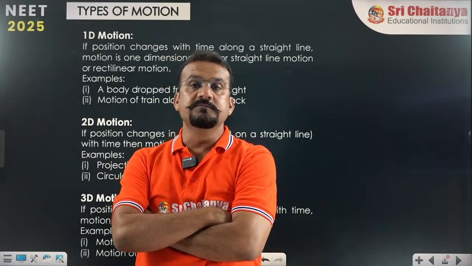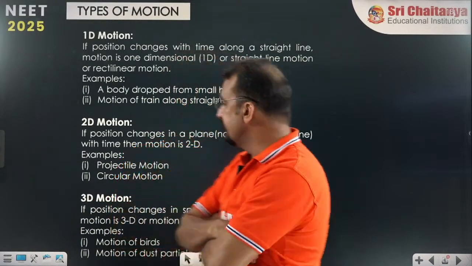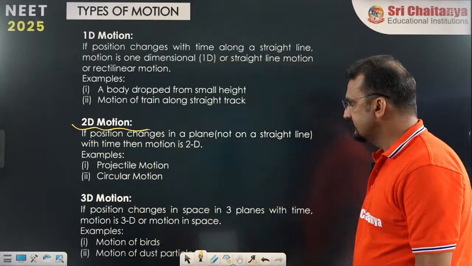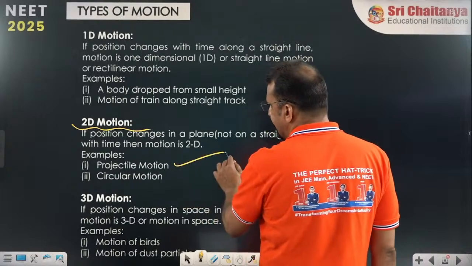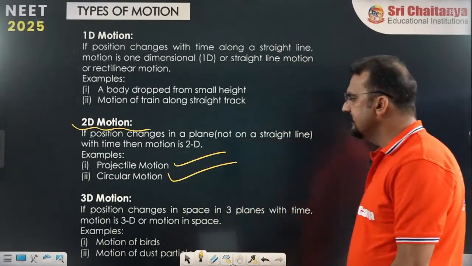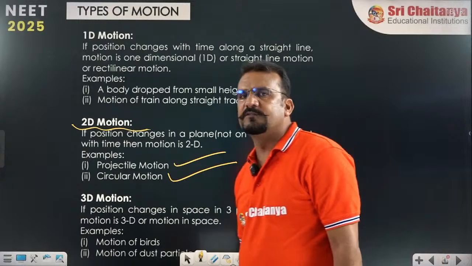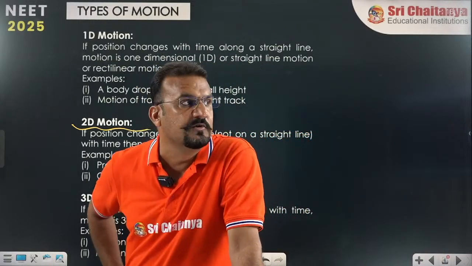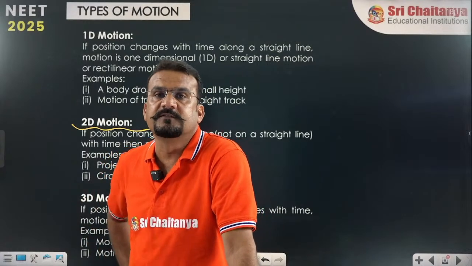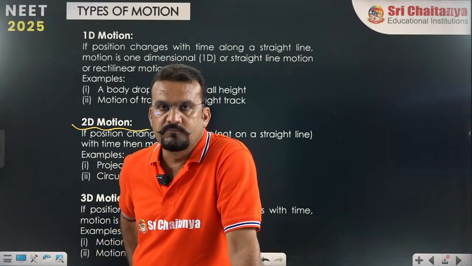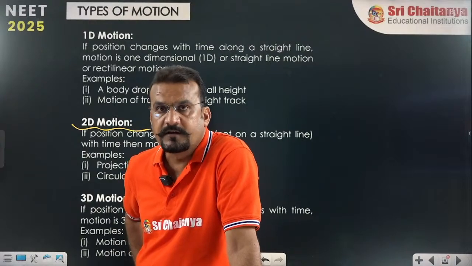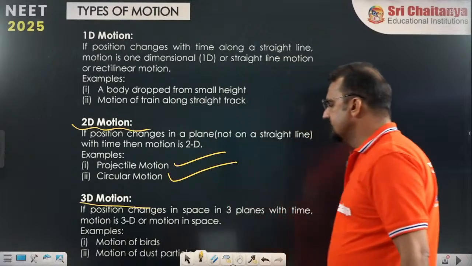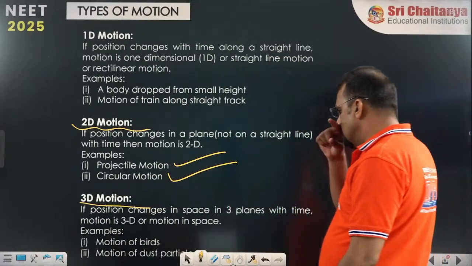After that we will discuss motion in a plane, that is 2D motion. As per our syllabus, in 2D motion, one is projectile motion, one is circular motion. And 3D motion is not part of our syllabus, but you should know what 3D motion is. Let us assume if someone asks you about the motion of an aeroplane or the motion of birds, that comes under the category of 3D motion.